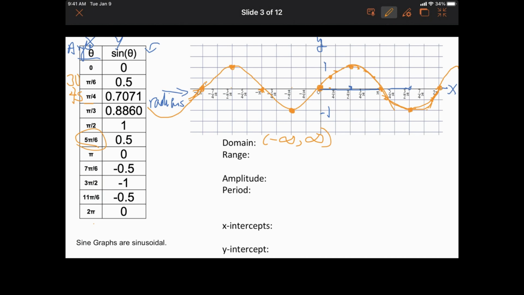The range, those are your y values, and you can see it's going from -1 to 1. Noted that it's brackets because it does equal -1 and 1. All right, so amplitude. Now, if you're looking at our notes, and if you printed them out and they're on Canvas, it says that the amplitude is a distance from the x-axis.